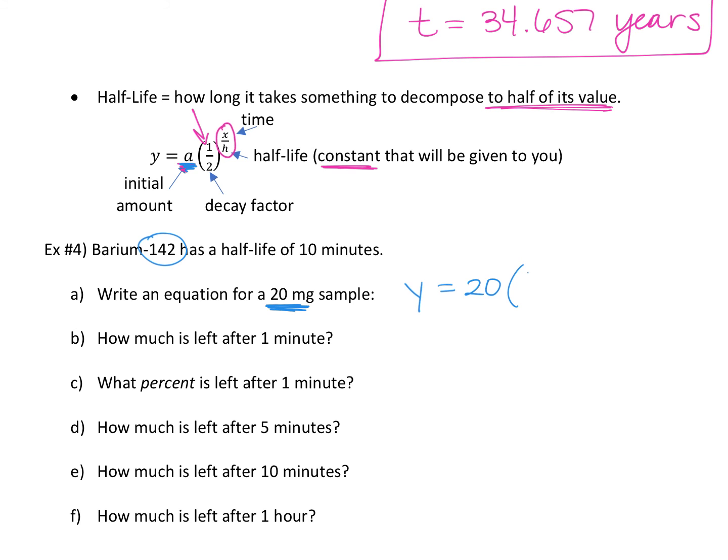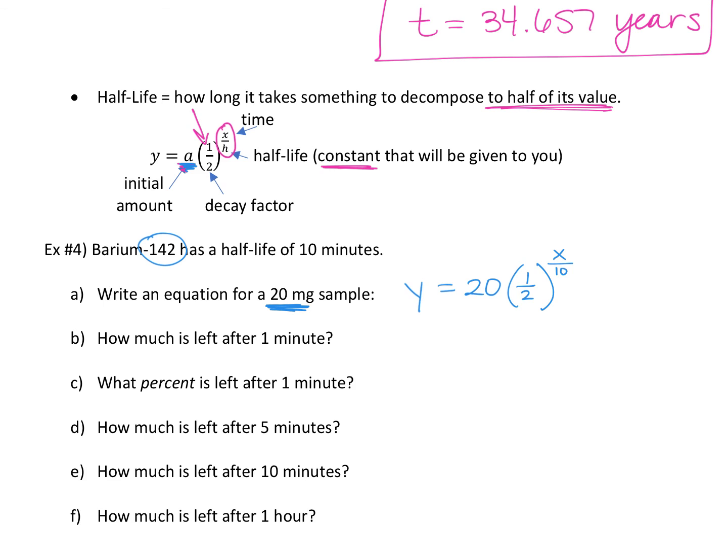And then like we said, it's always a half for your decay factor because it's a half-life. X is what we're going to be plugging in, so we're just going to call that X for now. What is your H? What's your half-life? 10. Every 10 minutes, it's getting cut in half. So that's going to go on the bottom. Okay, so when they say write an equation, that's your equation.